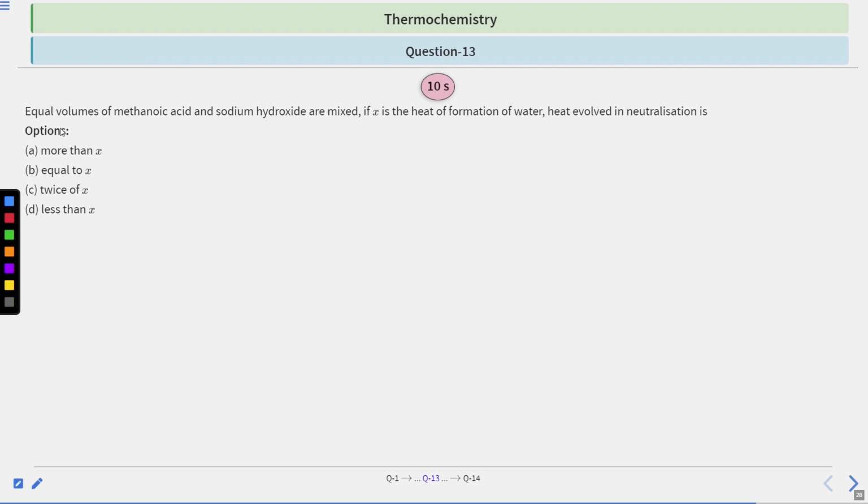Let's move to question number 13. Equal volumes of methanoic acid and sodium hydroxide are mixed. If X is the heat of formation of water, heat evolved in neutralization is. So we have given an acid and a base, and we mix them, and the heat of formation of water is given as X. We have to find out the heat evolved in the neutralization of acid and base. So options are more than X, equal to X, twice of X, or less than X. So you have 10 seconds to solve this question. After that, we will see the answer.